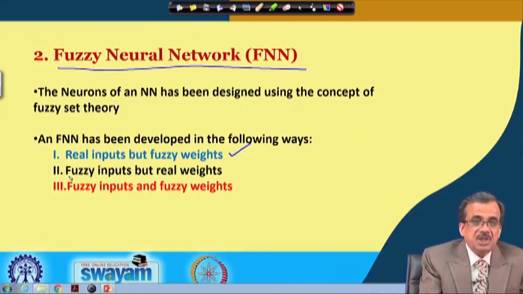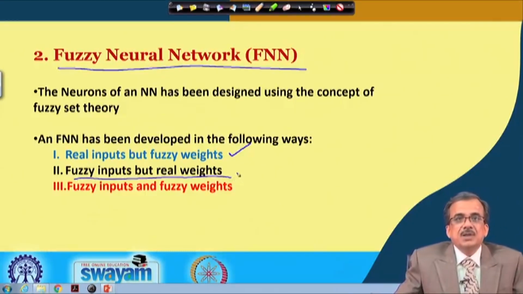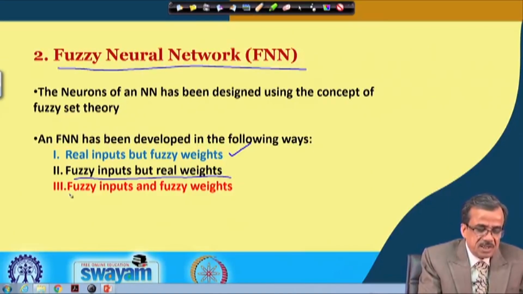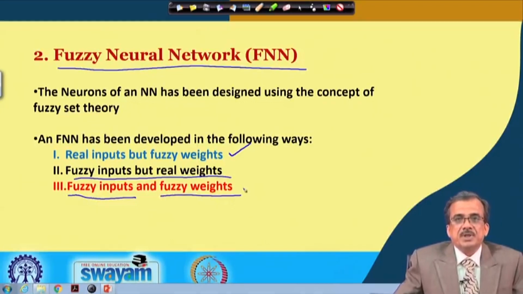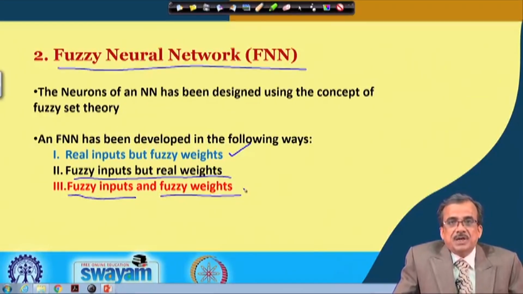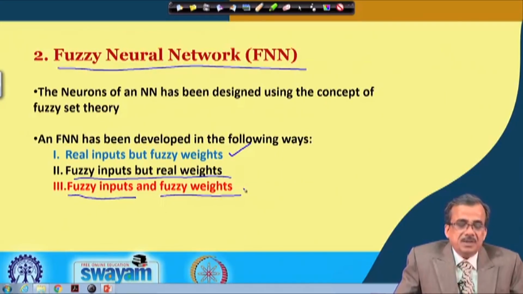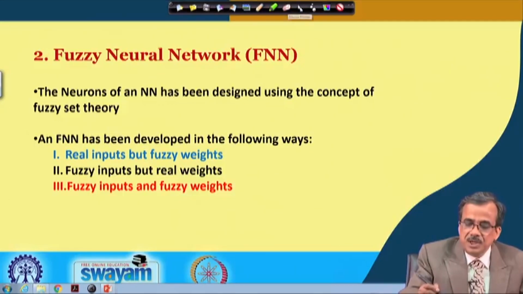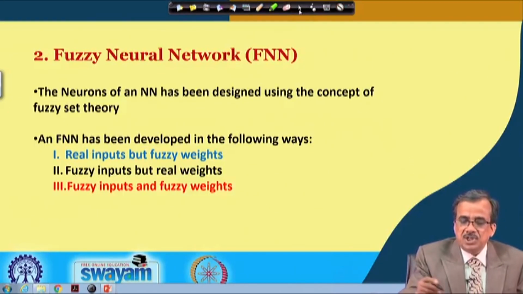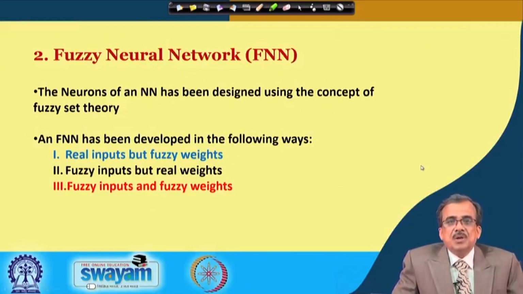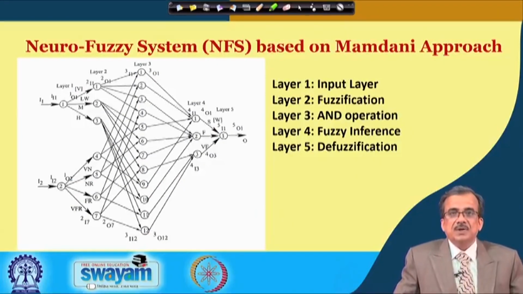Then we can consider fuzzy inputs but real weights, and we can also consider fuzzy inputs and fuzzy weights. Let me repeat: this fuzzy neural network can be implemented in three different ways. But unfortunately, it could not reach much popularity. On the other hand, the neuro-fuzzy system, that is NFS, could reach huge popularity in solving different types of real world problems, and that is why in this course I am going to concentrate on the neuro-fuzzy system.